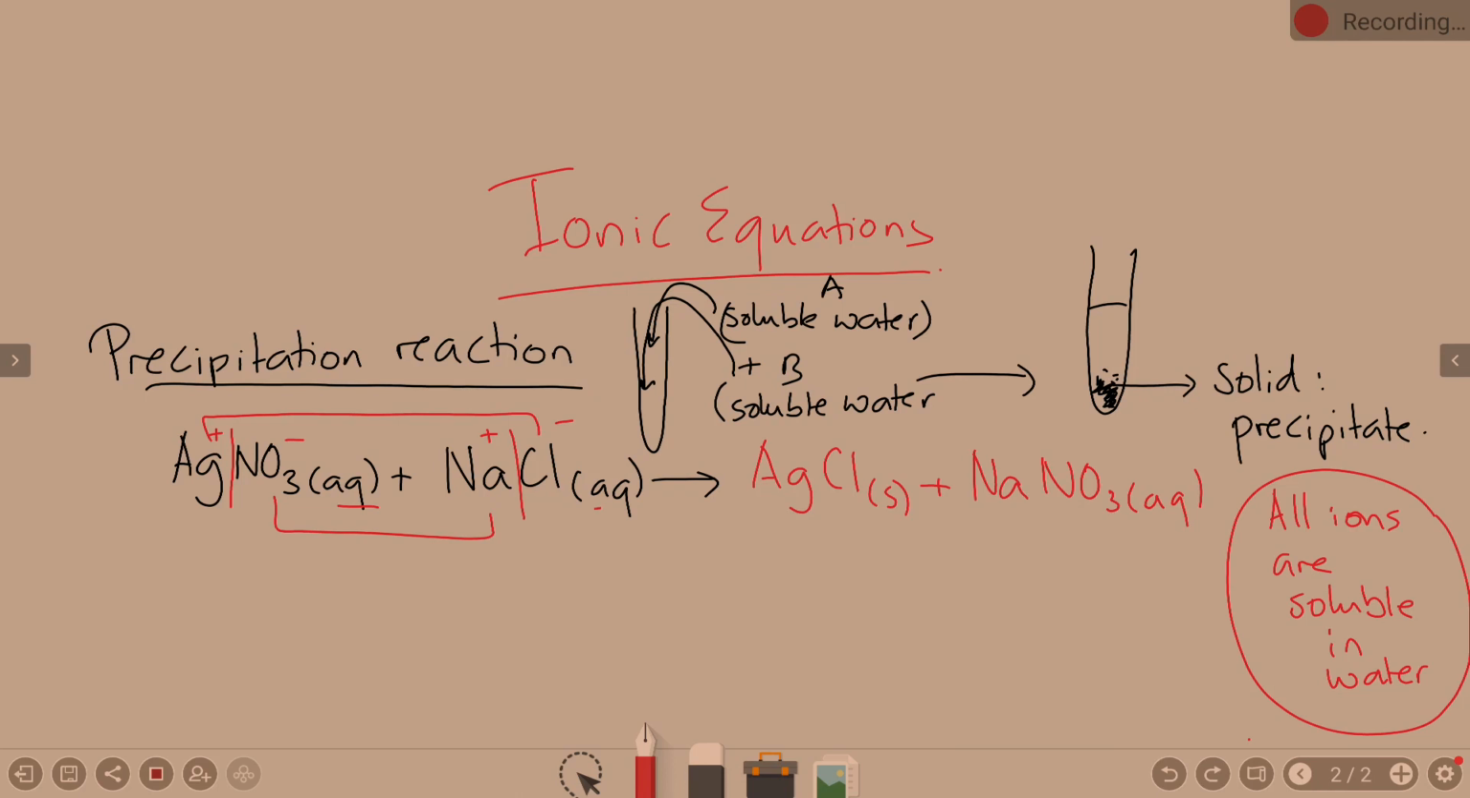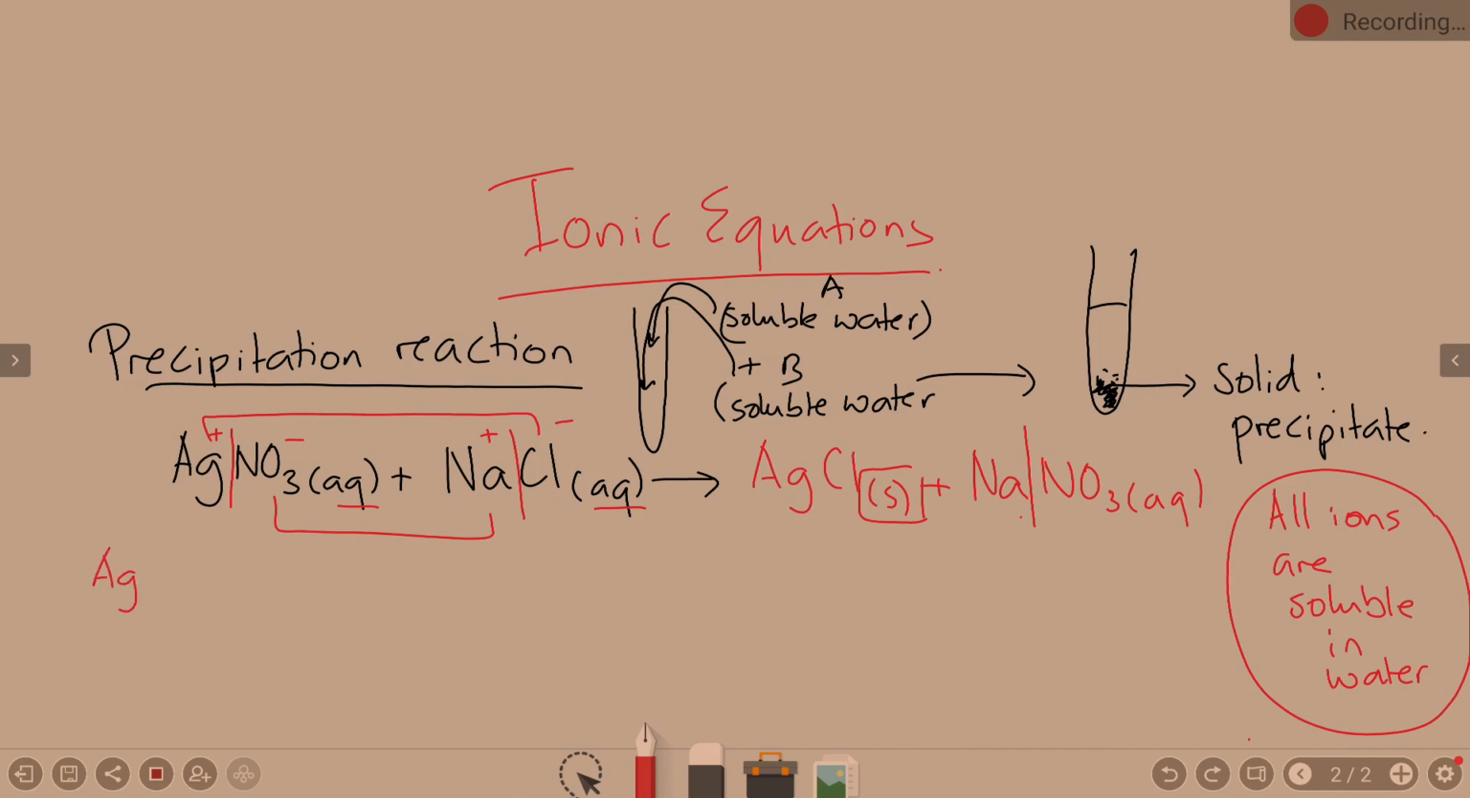This is going to split up because it's aqueous. This is going to split up because it's aqueous. This one here, is it going to split up? No, because this is a solid, so it stays as it is. This is a precipitate. Okay, what about this one? Yes, so it's going to split up. So to write the ionic equation is exactly that. Break it apart into the ions where it does that.